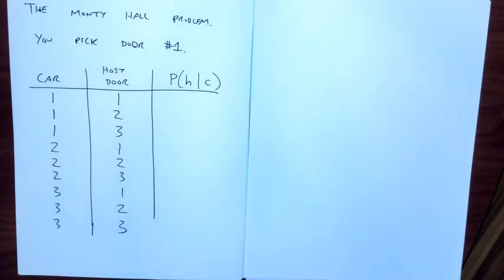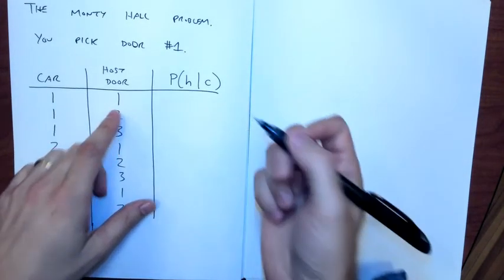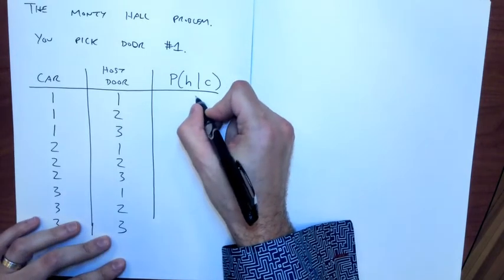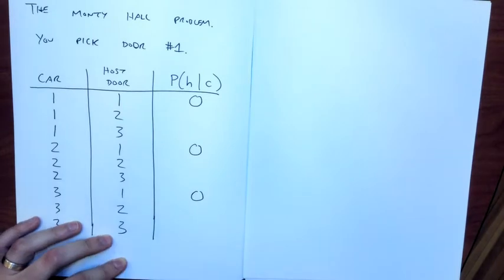And remember, in all these situations, I picked door number 1. Now the host is never going to open my door. The whole suspense is about whether my door is correct or not. So the host never opens door number 1 in any of these cases, so I'm just going to put 0 down for the host ever opening door number 1.